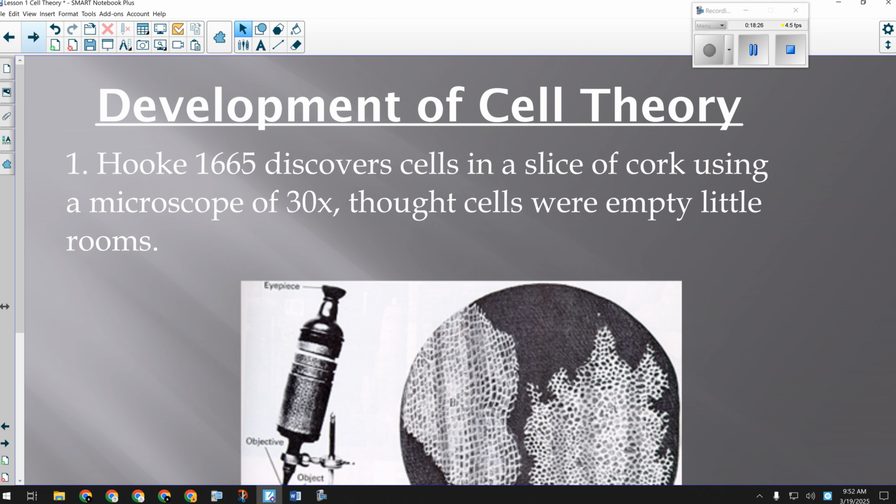Now, when we did the development of the atomic theory, there were a lot more people involved. Way more scientists and names to know. Good news for you here, there are 4 names to know, and that's it. It went pretty fast. Now, the best one, in my opinion, because I'm a physics guy, is Hooke.